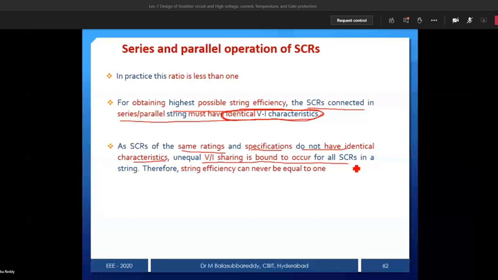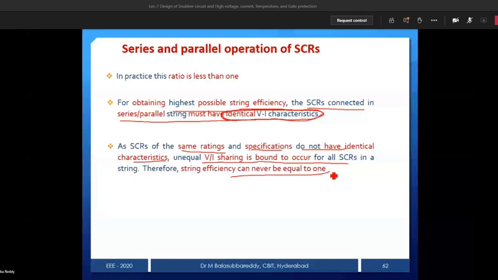When will it get to 1? When all SCRs share equal voltages, or equal currents in the parallel case. Very simple: if I say voltage, you assume it is a series connection; if I say current, you assume it is a parallel connection. Every time I don't want to repeat that sentence. So if the SCRs share equal voltages, you get a string efficiency of 1, but it never gets equal voltage sharing.